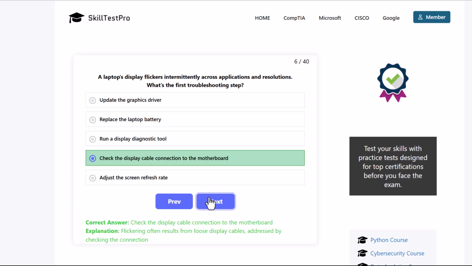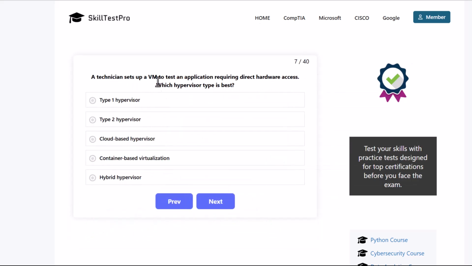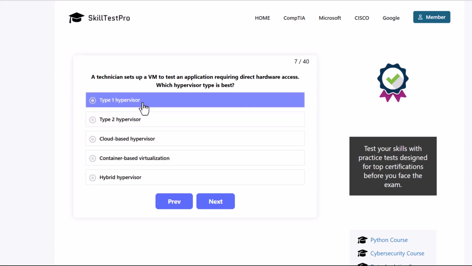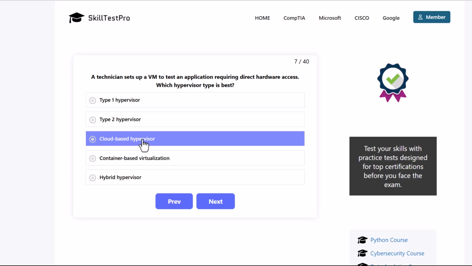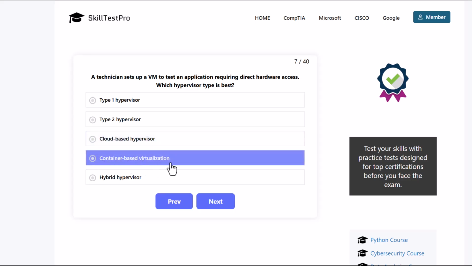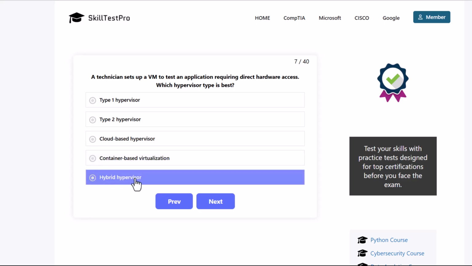And this is also the easiest solution. A technician sets up a VM, or virtual machine, to test an application requiring direct hardware access. Which hypervisor type is best? And here you should also know the types of hypervisors, and there are two major types you should know. The options are type 1 hypervisor, type 2 hypervisor, cloud-based hypervisor, container-based virtualization, or hybrid hypervisor.